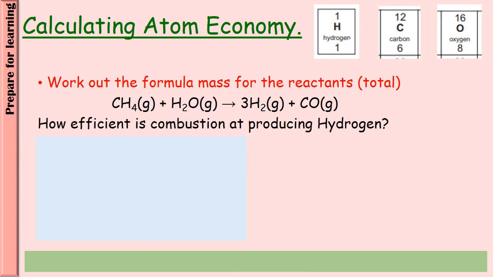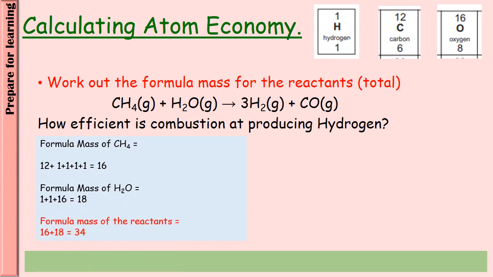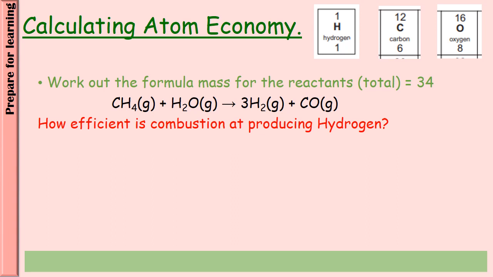So let's look at the first part of this question. Work out the formula mass of the reactants. So we have the formula mass of methane. The mass number of carbon is 12. We've got 4 hydrogens and the hydrogen mass number is 1. So we're going to do 12 plus 1 plus 1 plus 1 plus 1, which gives us 16. And then for the water, we're going to have 1 plus 1 plus 16, which equals 18. So the total formula mass of the reactants is going to be 16 plus 18, which is 34. So we've done the first part of this question.